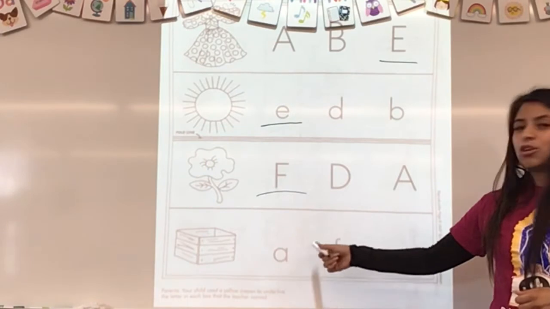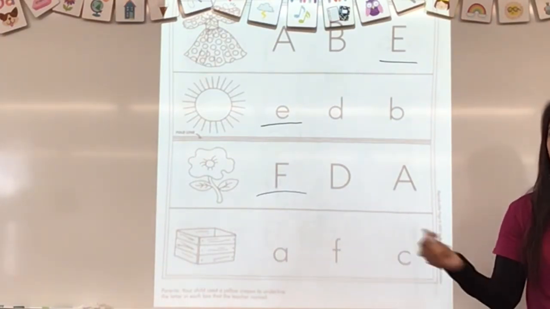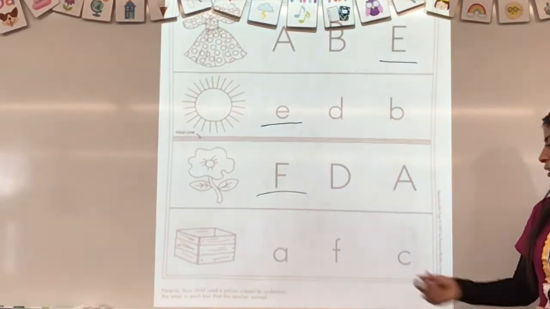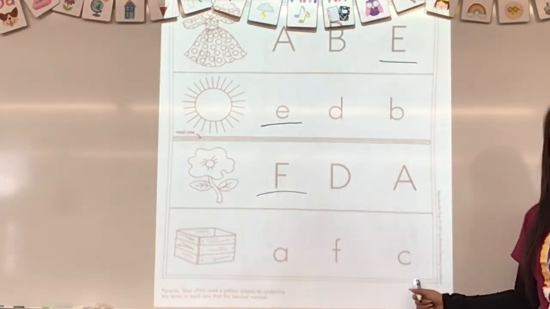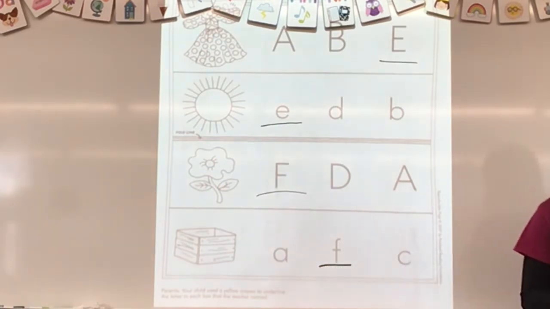Now we're going to go ahead and go to our last row. This is where we're going to identify our lowercase f, the one that looks like a candy cane. Which one of these letters is our lowercase f? Go ahead and underline it from left to right. Now you're all done with activity page 12 and 13.